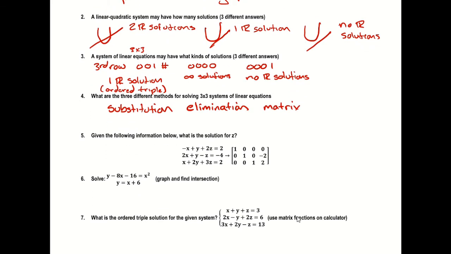All right, given the following information below, what is the solution for z? Use a couple different color highlighters here. Let's start with pink. So we see we have our x's in our first column. So our first column here, we see we have this 1. And so that tells us x is 1, x is 0. Then we have our y column. We see that 1 in the middle. That tells us this middle value, -2, is our y value.